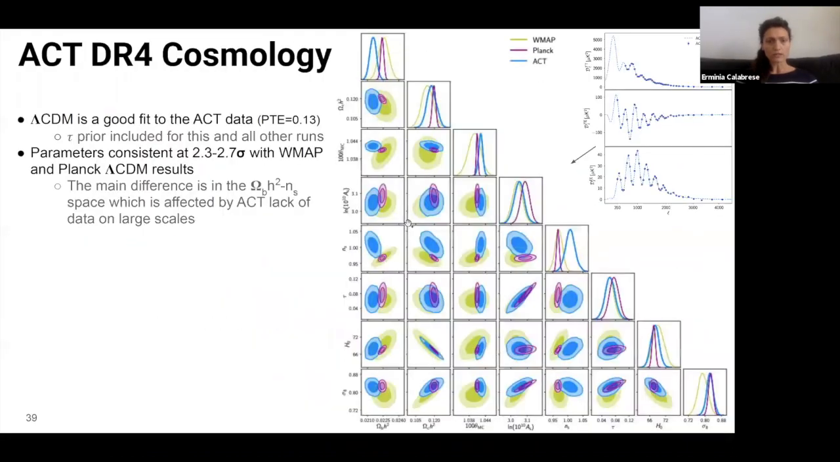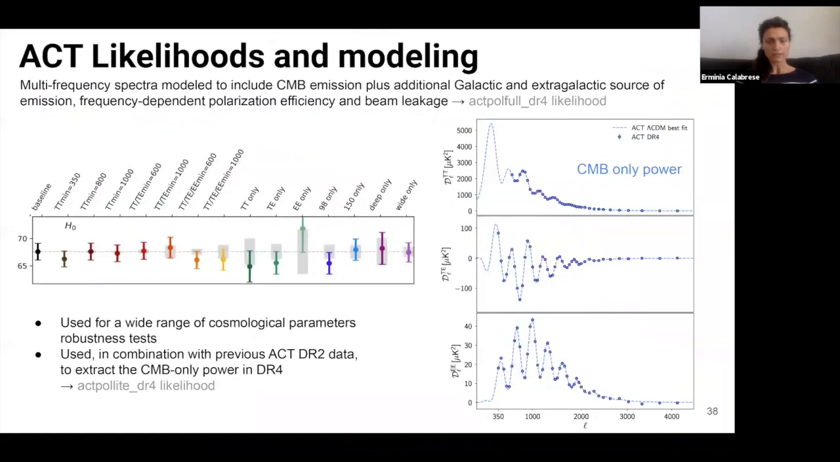Okay, so the spectra that Steve has presented are then modeled to include the CMB as well as other additional galactic and extragalactic sources of emission, as well as corrections for polarization efficiency and beam leakage, in what is an actual full likelihood product.